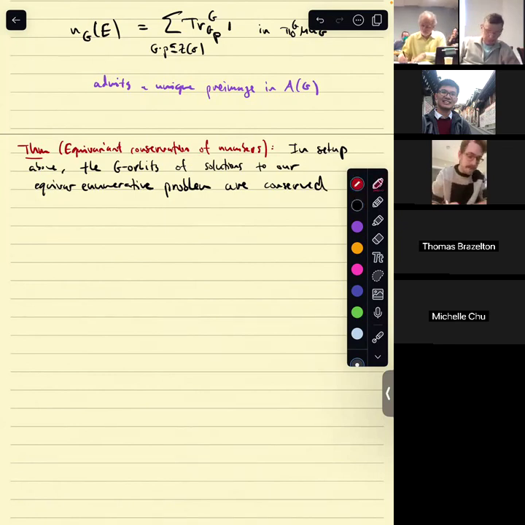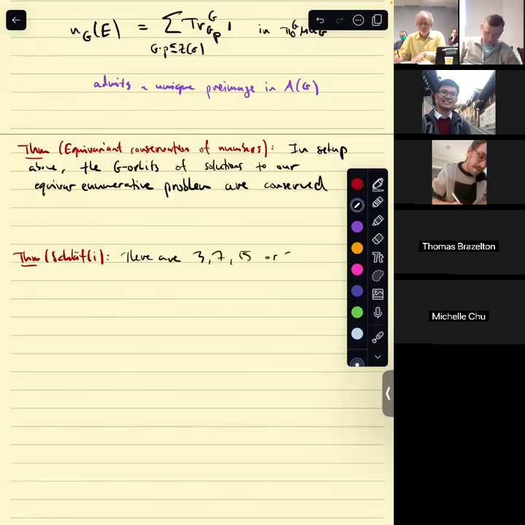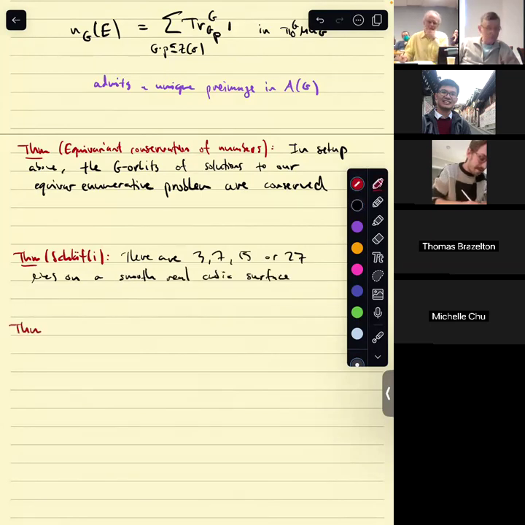Okay, so I'm almost out of time, so let me end with one last cool result that you can see out of this picture. I mentioned the Schläfli theorem earlier. This is a theorem from 1858 that said there are 3, 7, 15, or 27 lines on a smooth real cubic surface. And the idea is we can actually refine this in the presence of symmetry. We can remove some of these possibilities.